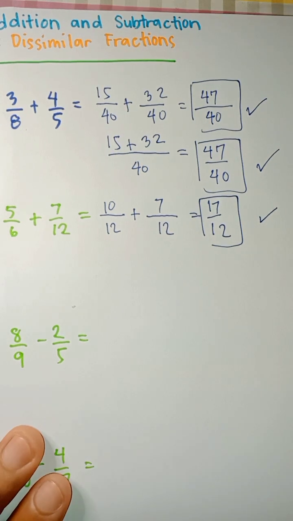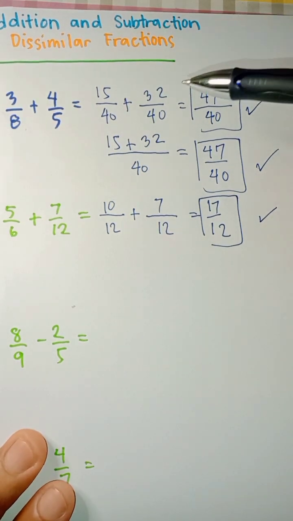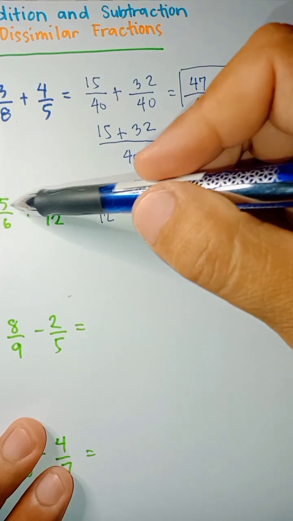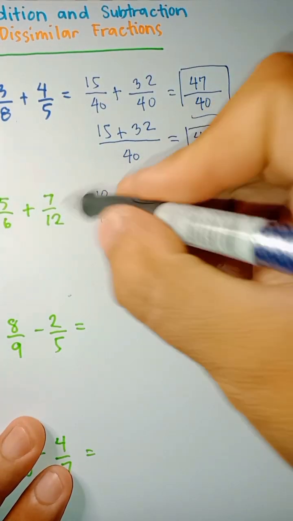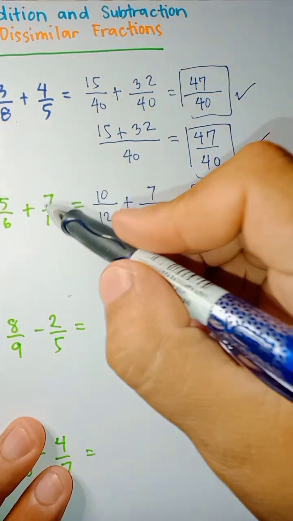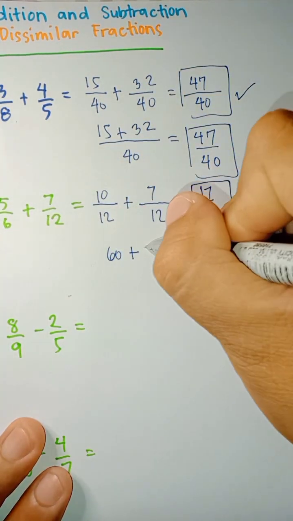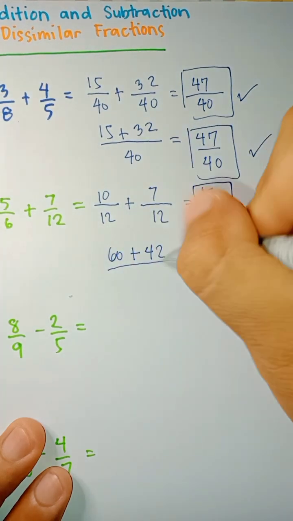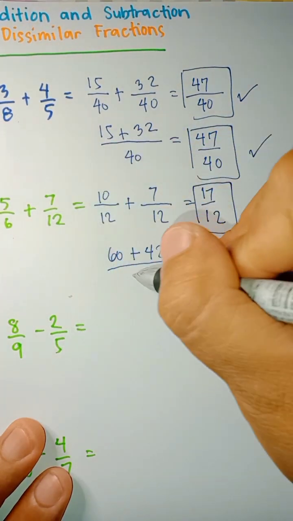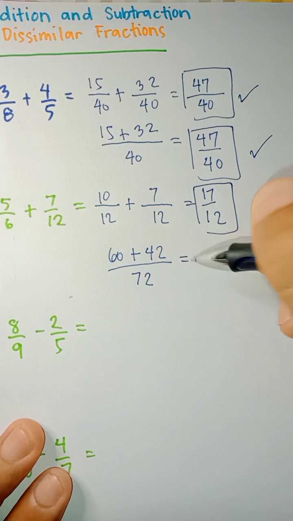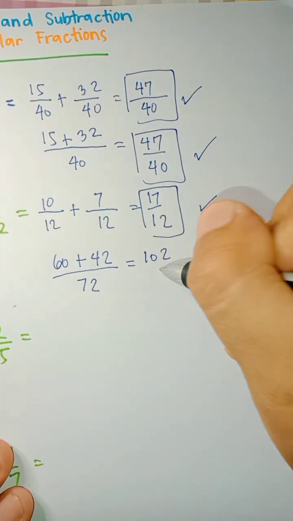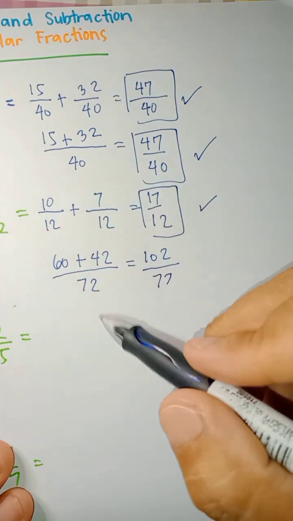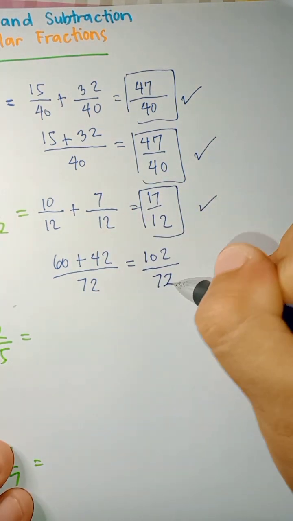Again, let's check the second method, the crisscross method. We multiply 5 and 12. So 5 times 12 is 60. Then plus 7 times 6 is 42. Then 6 times 12 is 72. Now 60 plus 42 is 102. Divided by, copy the denominator, which is 72.